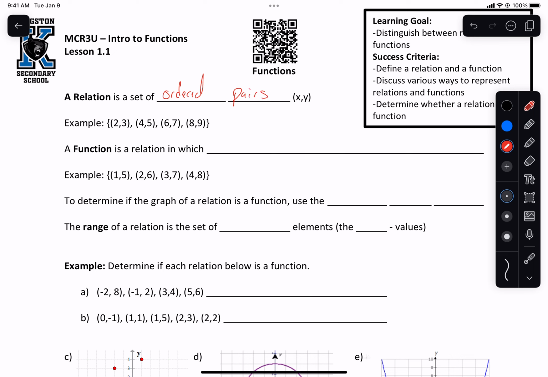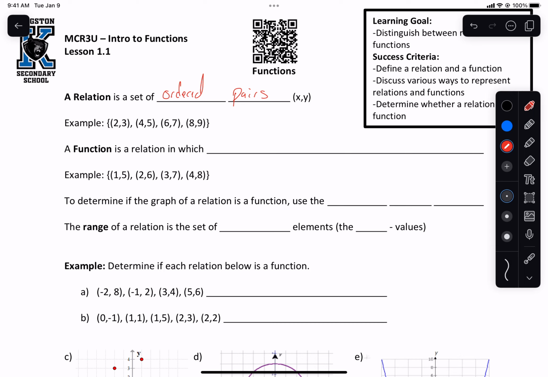An example would be just 4 points on a grid, right? So you've got 2, 3, 4, 5, 6, 7, 8, 9. Those are just 4 points that would appear on an XY Cartesian grid, coordinates. So a function, however, is a specific subset of a relation.